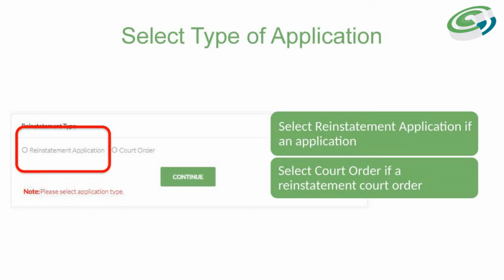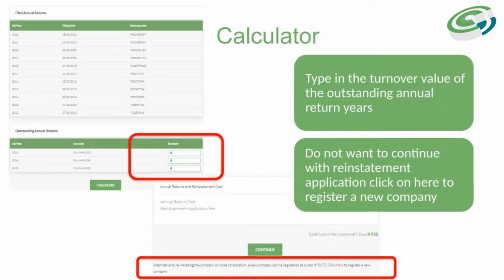So we're clicking on a reinstatement application. We've then added the dashboard of the calculator as I indicated. So it will show all the previous filings of annual returns plus those years that are outstanding. So you'll type in the turnover for those outstanding annual return years. You'll click on calculate and it will show you the total amount plus the 200 Rand fee.